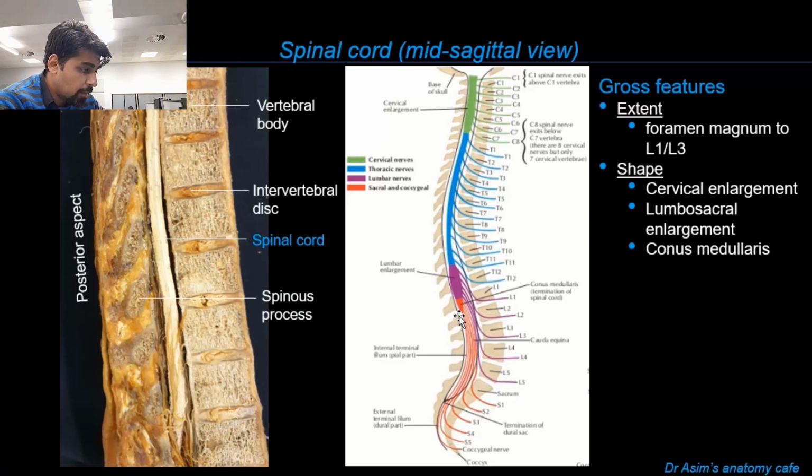Lastly, before the cord terminates, it tapers off to form this conical ending which is known as the conus medullaris. This is an important region of the cord which contains fecal and urinary control centers of our body. A lesion in this region could potentially lead to urinary and fecal incontinence.